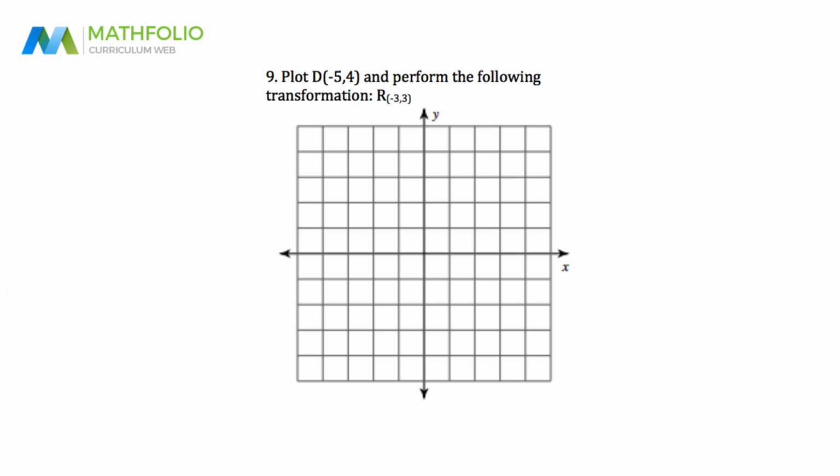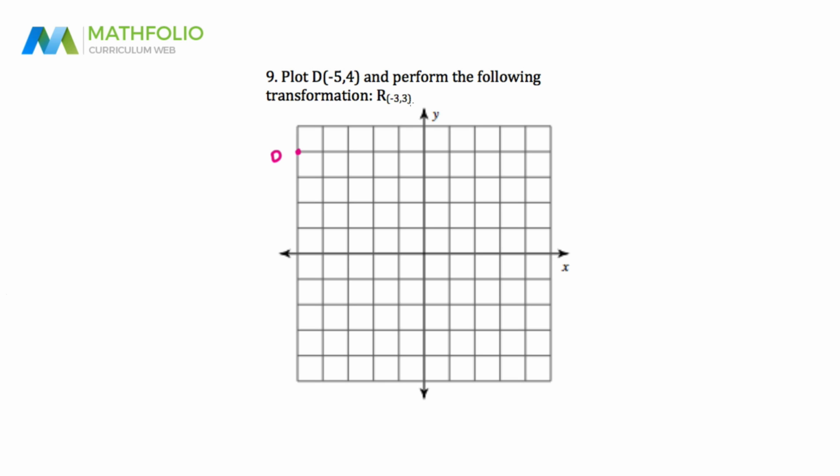Okay, question 9, another transformation. This time we are plotting the point -5, 4. So that's right here. This is point D. And we are performing the following transformation, which is R and then a point.